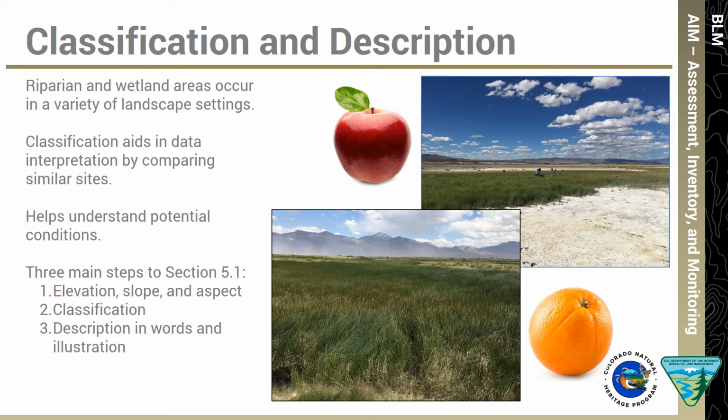There are three main steps to section 5.1 of the protocol. These are all recorded on the plot characterization form along with details about the plot layout. The first is to record the elevation, slope, and aspect of the monitoring plot. The second is to classify the monitoring plot by 3 different classification systems. And third is to describe the plot in words and with an illustration.